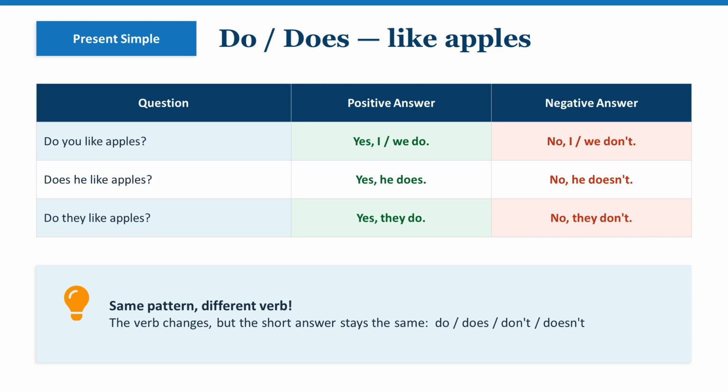Notice something important here. The verb in the question is like, but in the short answer, we do not repeat the verb. We only use do, does, don't, or doesn't. This is the key point. The short answer does not include the main verb.